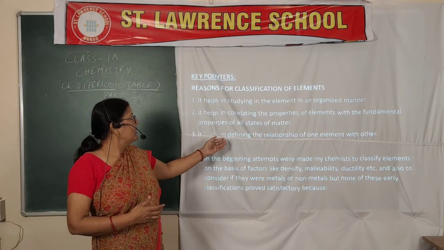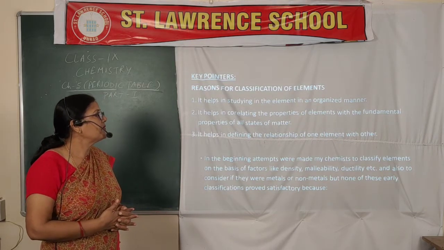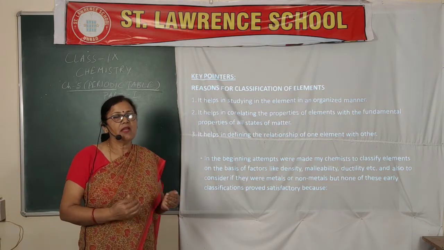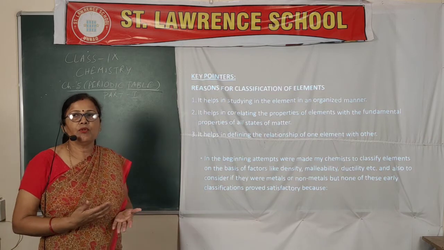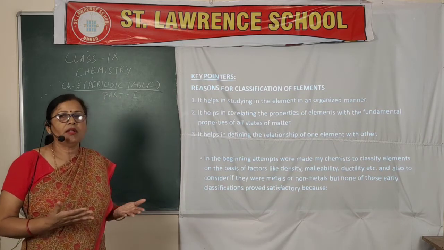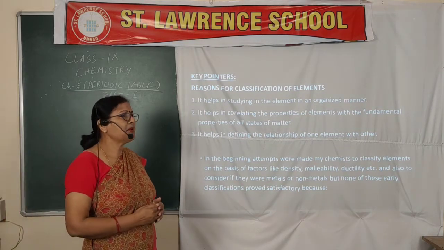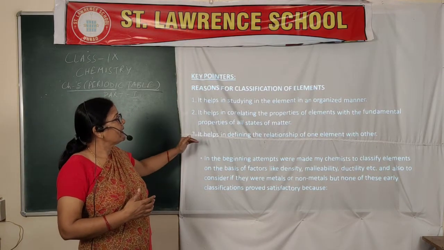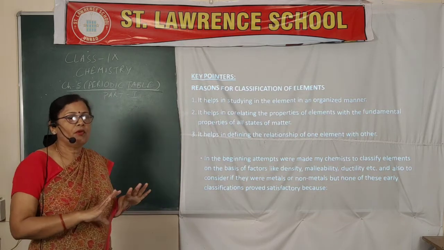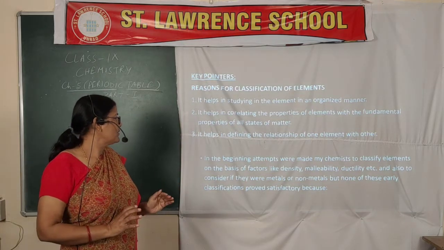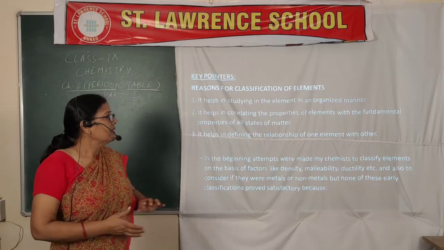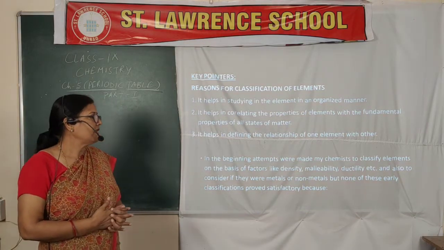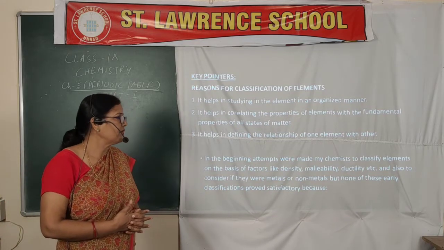Third point, it helps in defining the relationship between elements. So if you are considering chlorine, bromine and iodine, all are showing the same property. They are the halogen group. This way, the early chemists attempted to group all the elements into different groups. In the beginning, the chemists were classifying according to the density, whether it is a heavy metal or a lighter metal.